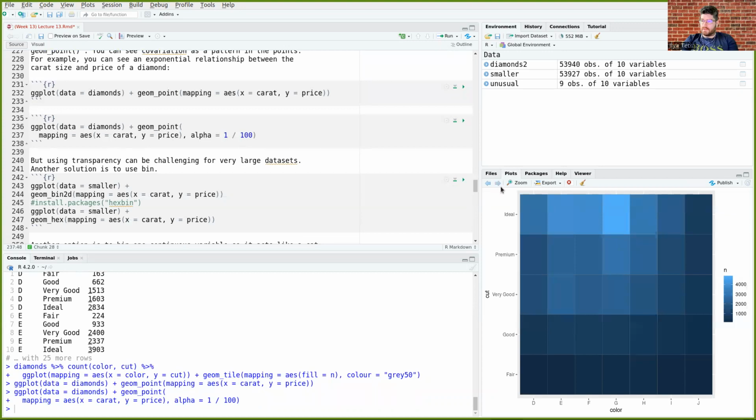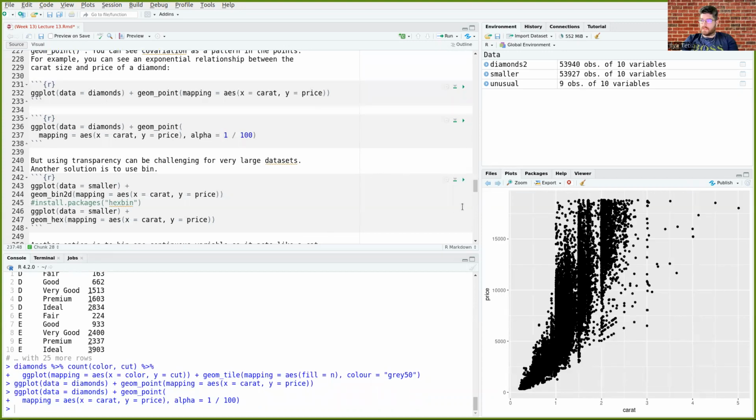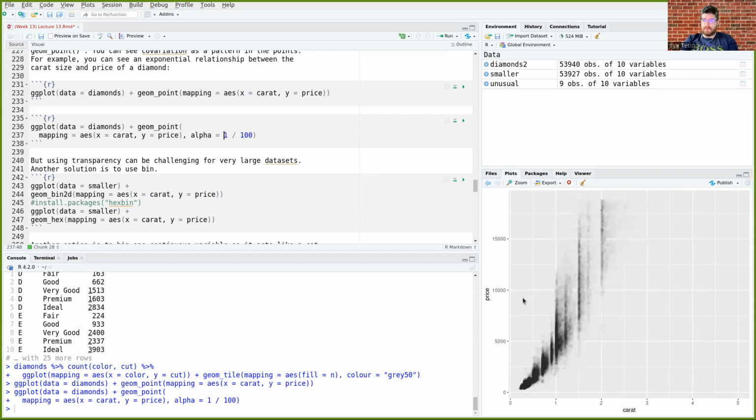Sorry, here it is, and you can see that those dots which were fully covered with black, now you're able to see them here in this transparent way. This is the alpha option.